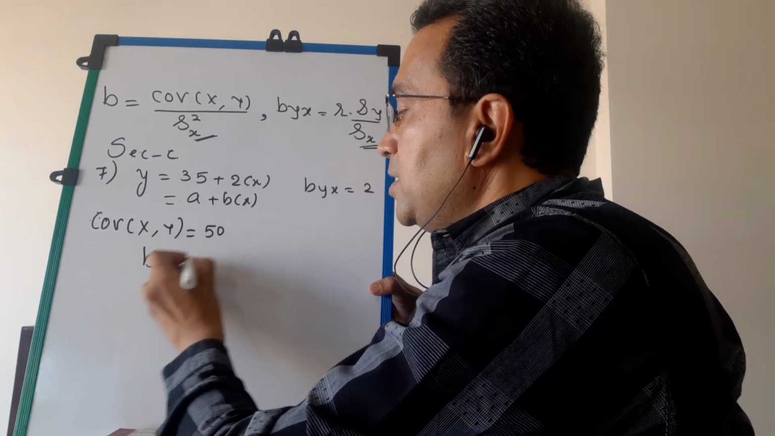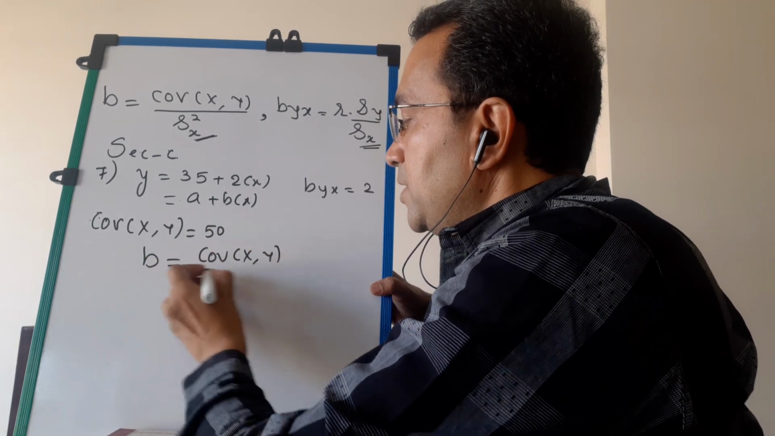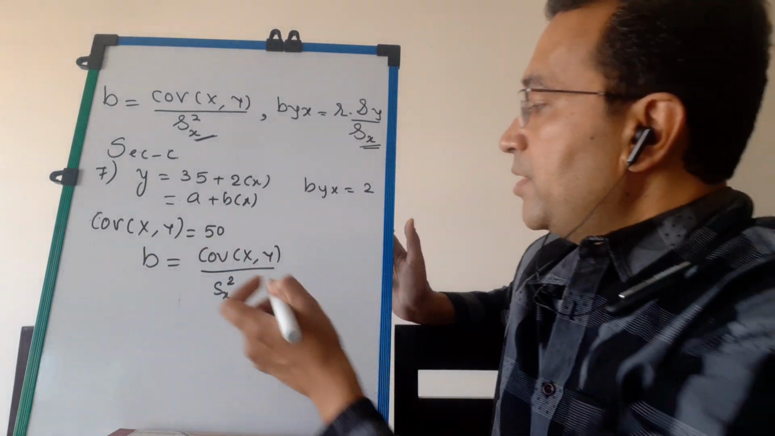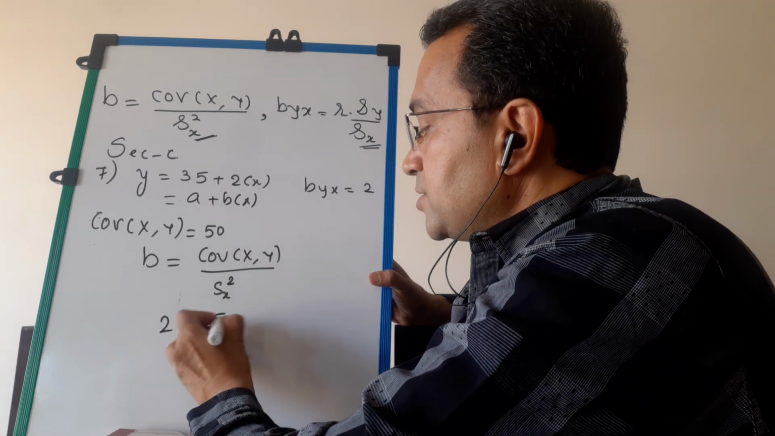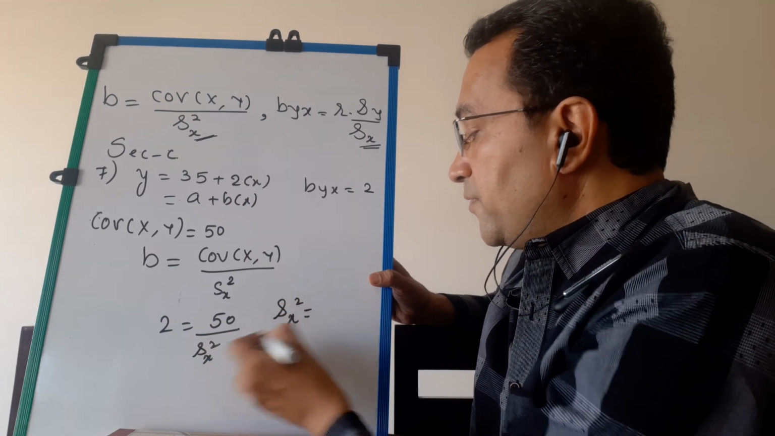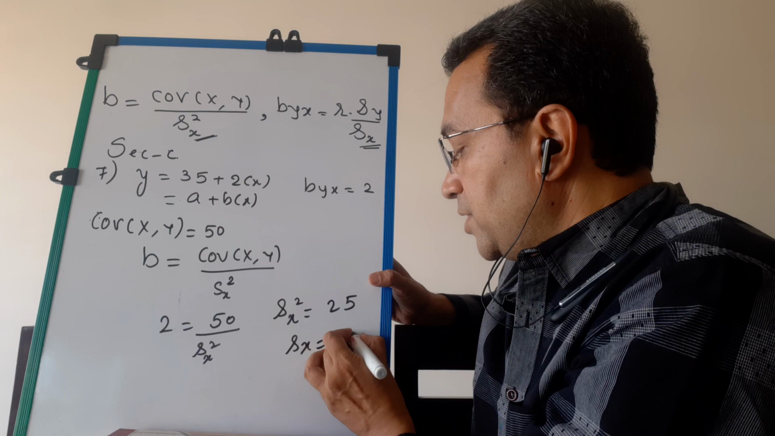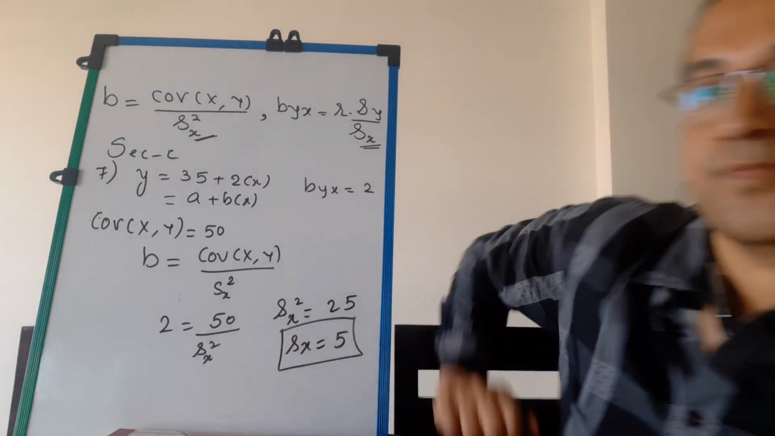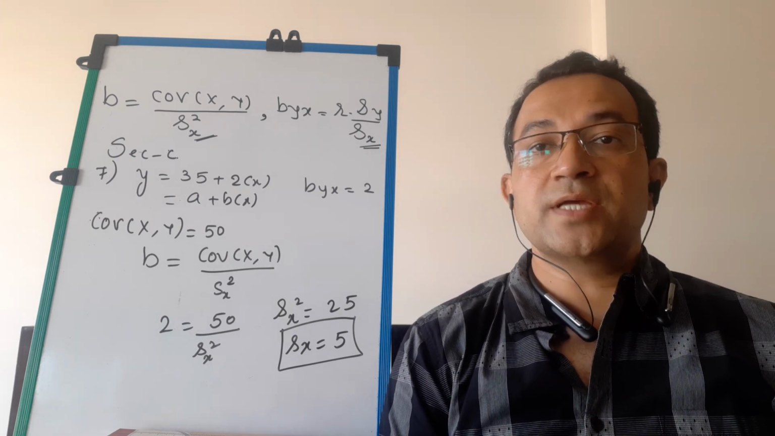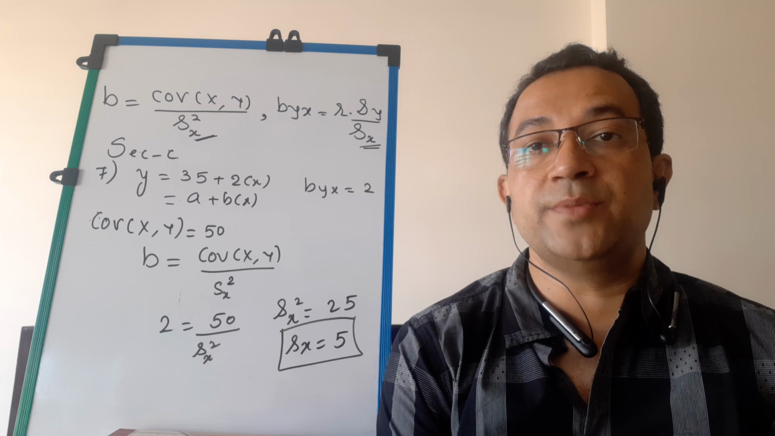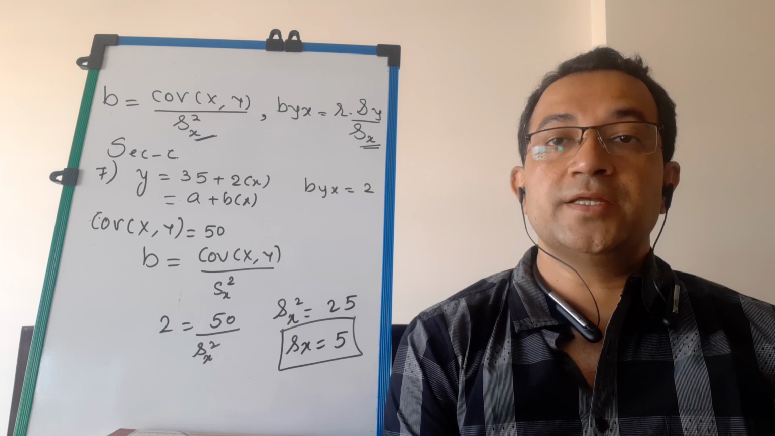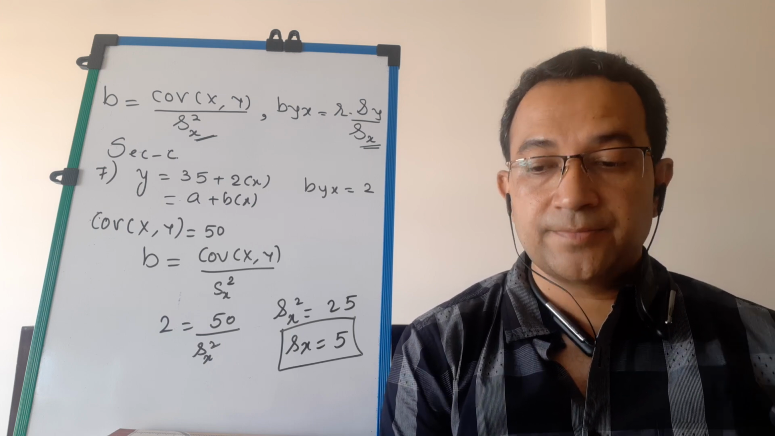Now using the formula b is equal to covariance between x, y upon sx square. So b is 2, covariance is 50 upon sx square. So sx square will be 50 by 2, which is 25. So the standard deviation of x is 5. A very important and very easy, short sum. This type of question has been repeatedly asked in the board examination. So students, this is the last formula of the chapter to find the regression coefficient b.